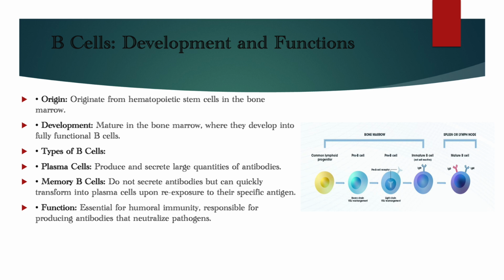Plasma cells are the body's antibody factories, secreting large volumes of antibodies that specifically target antigens, neutralizing pathogens and marking them for destruction. Memory B cells, meanwhile, serve as the immune system's long-term memory. While they don't secrete antibodies immediately, they are primed to rapidly transform into plasma cells upon subsequent exposures to their specific antigen, which allows them to provide a swift and robust immune response. This ability to remember past encounters with pathogens is crucial for the effectiveness of vaccines and for our long-term immunity against diseases.